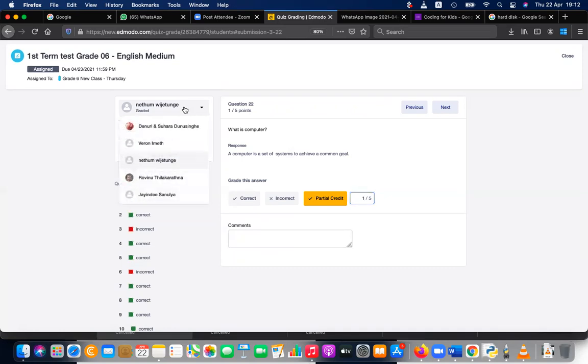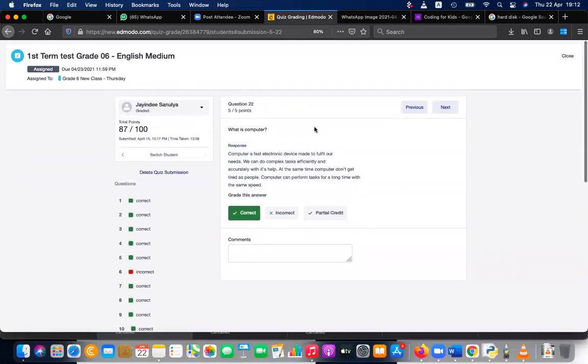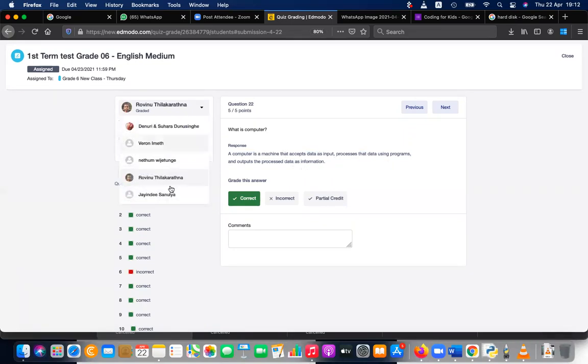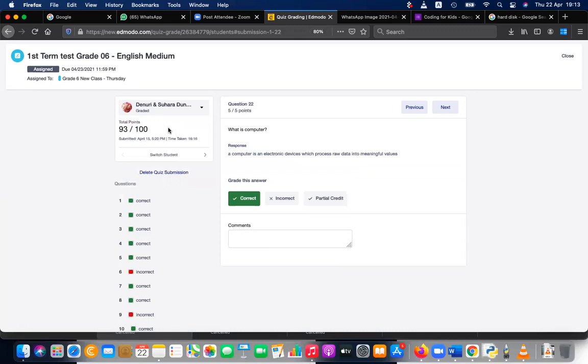Okay. I have written another answer. Suhara, this is your answer, right? Computer is an electronic device which processes raw data into meaningful values. Yes, that is correct. And Rovinu, computer is a machine that accepts input, processes and produces information. Correct. And Jayandi, computer is a fast electronic device that fulfills our needs. We can do complex tasks. Okay, correct, no issue. All these answers are correct. Computer is an electronic device which can be used to process data and create information.